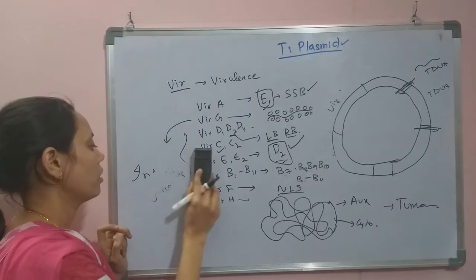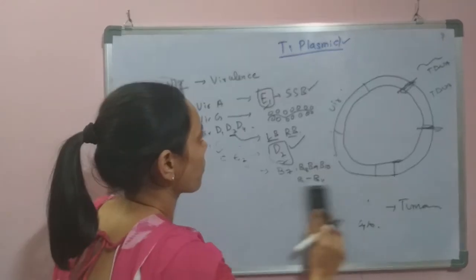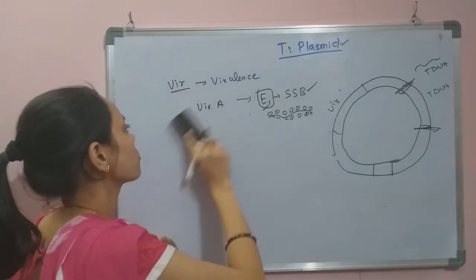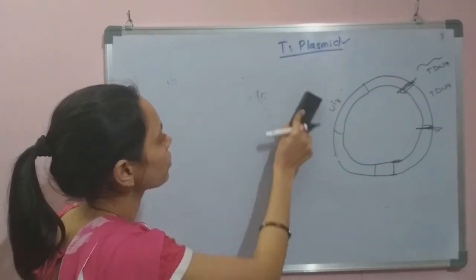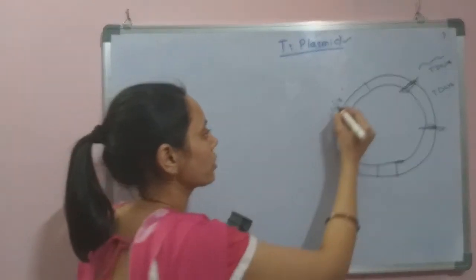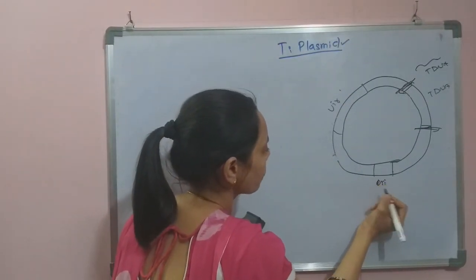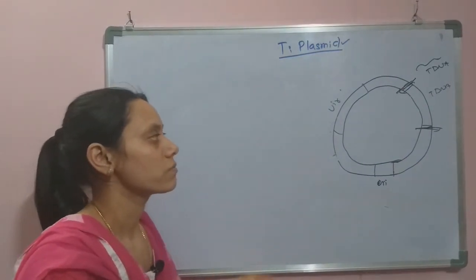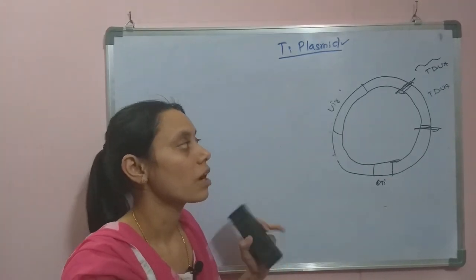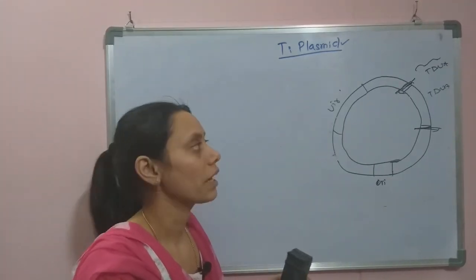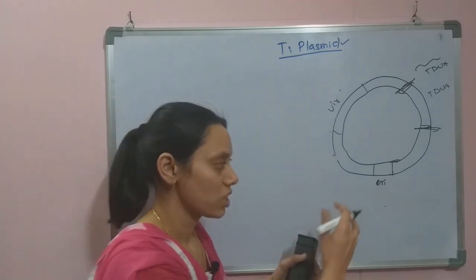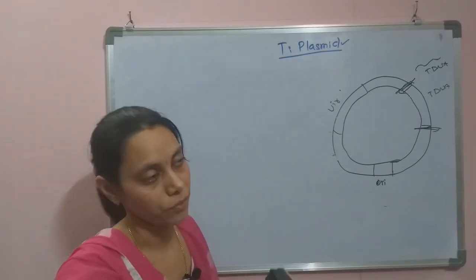So that is how the Ti plasmid will be responsible for the formation of tumors. Basically this Ti plasmid has three regions: Vir region, origin of replication, and tDNA. The Vir region has many genes responsible for the agrobacterial infection, that means the insertion of tDNA inside the plant cell, and tDNA is responsible for the tumor induction, and the Ori region is responsible for the origin of replication.